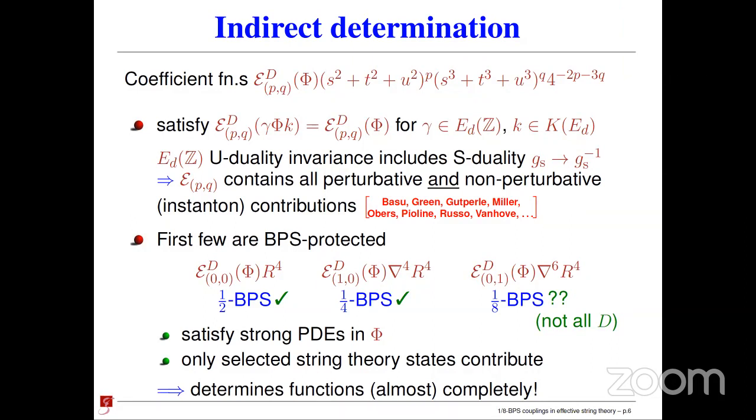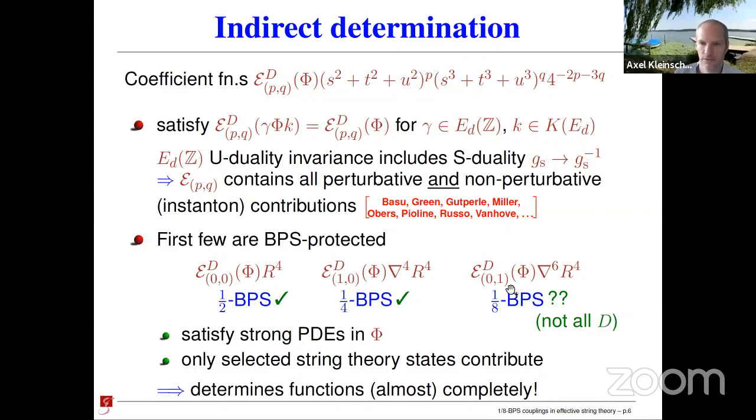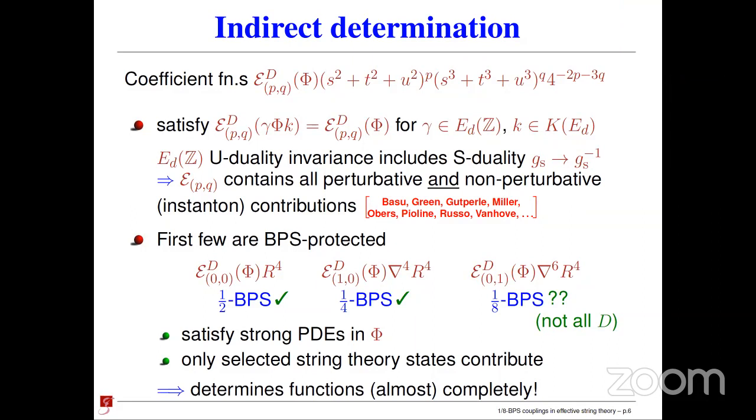Axel, can I ask you? Please. Does it mean that these functions E with high labels are not protected? So if you have higher labels than these ones here, I think the general expectation would be that they're not BPS protected. The default assumption would be that this means that they don't satisfy very special properties, although this is something that has not been really investigated so much, but they're not BPS protected anymore. So there is little hope to find them.